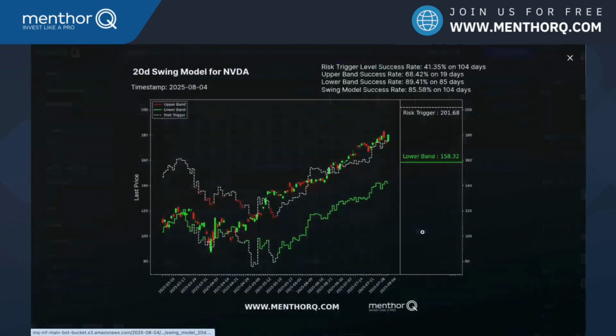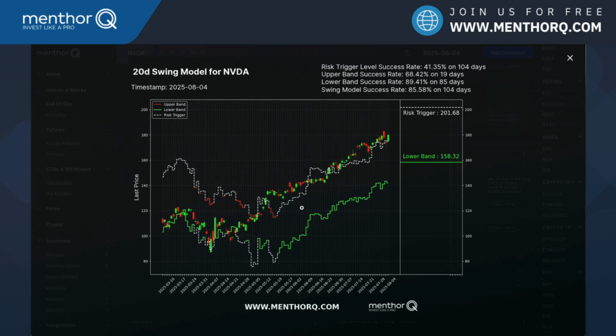We can do the exact same thing if we look at our 20 days. So the swing model success rate in this case over the past 104 days is 85%, 85.58. The lower band was successful in 89% of the cases, and the upper band was successful in 68.42% and was only present on 19 of those days. And as you can see, the risk trigger level only had a success rate of 41.35.